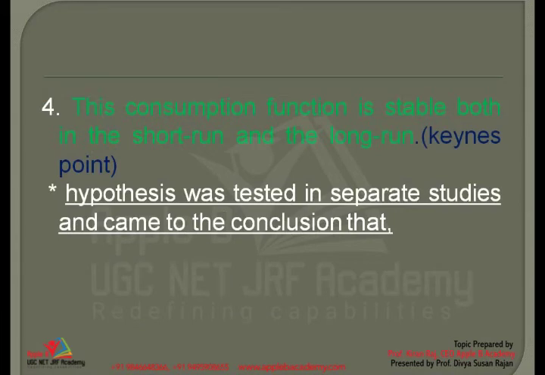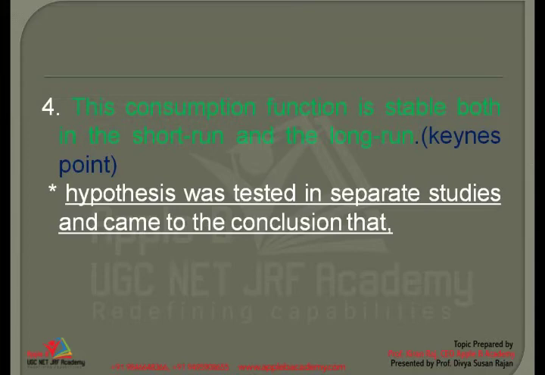The last proposition that Keynes had insisted on is with respect to the consumption function being stable both in the long run as well as in the short run. Now this is from the point of view of Keynes. He insisted that the absolute income hypothesis, wherein C is equal to A plus BY, is a stable function in the case of the short run as well as the long run.